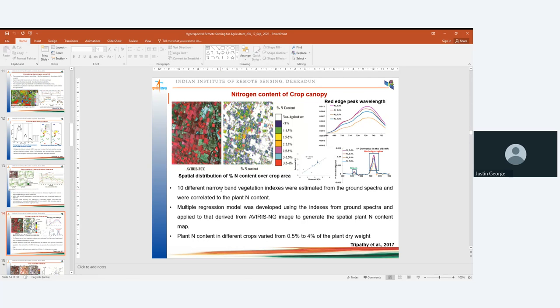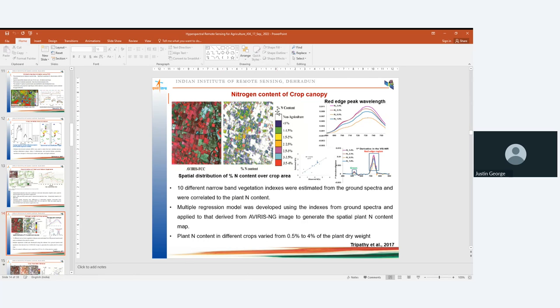So we will be collecting some field samples, analyzing the nitrogen content, estimating the vegetation index values for those particular areas, and correlating them with the nitrogen content. So we will get a relationship with increase in nitrogen, and we will be able to generate certain prediction models, especially for the estimation of nitrogen. The multiple regression model was developed using the wavelength based indices from the ground spectra, and it was applied to the sensor image so that we get a spatial plant nitrogen map.